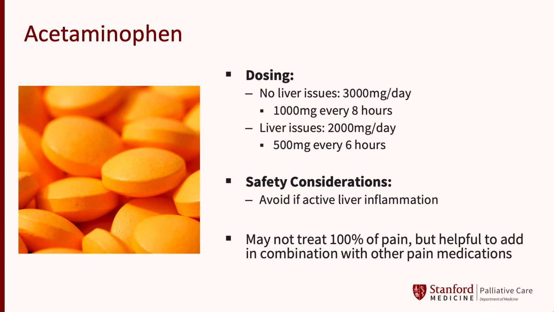If people have liver injury or liver disease, we reduce that total daily dose to 2,000 milligrams or 2 grams a day. And you might take something like 1 extra strength Tylenol or 500 milligrams 4 times throughout the day. You really should probably avoid Tylenol if something is actively going on in your liver, so if the liver has active inflammation. And you definitely don't want to take Tylenol while also drinking alcohol.